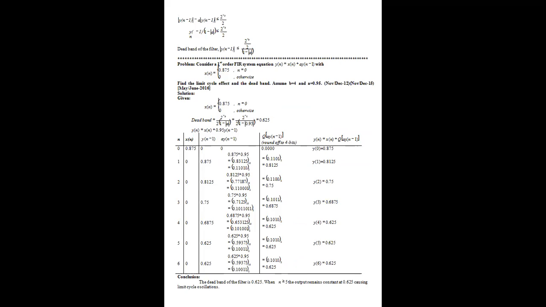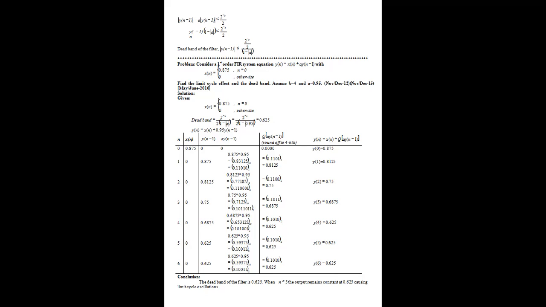So the modulus of y of n minus 1 minus a of y of n minus 1 should be less than or equal to 2 to the power of minus b by 2. So the modulus of y of n minus 1 times 1 minus modulus alpha should be less than or equal to 2 to the power of minus b by 2. The deadband is the modulus of y of n minus 1, which should be less than or equal to 2 to the power of minus b by 2, divided by 1 minus modulus alpha.